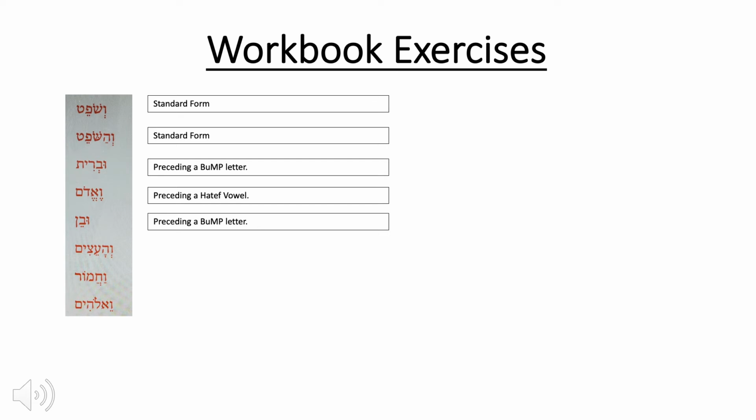What about the next example? Why do we have vav plus a shva? This answer should be really easy, because we always have vav plus a shva, unless of course we don't, but this is the standard form. This is what we expect most often. Vav plus a shva. Of course, in the next example, we don't have vav plus a shva, we have vav plus a patak. So what's going on here?